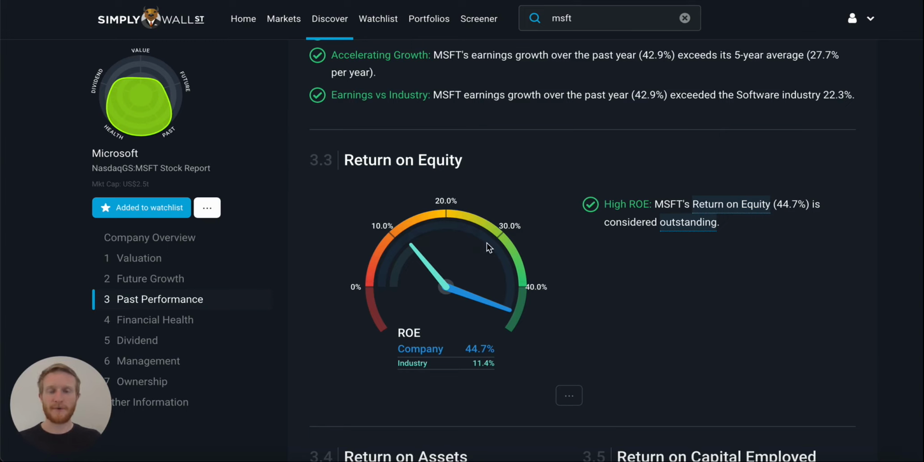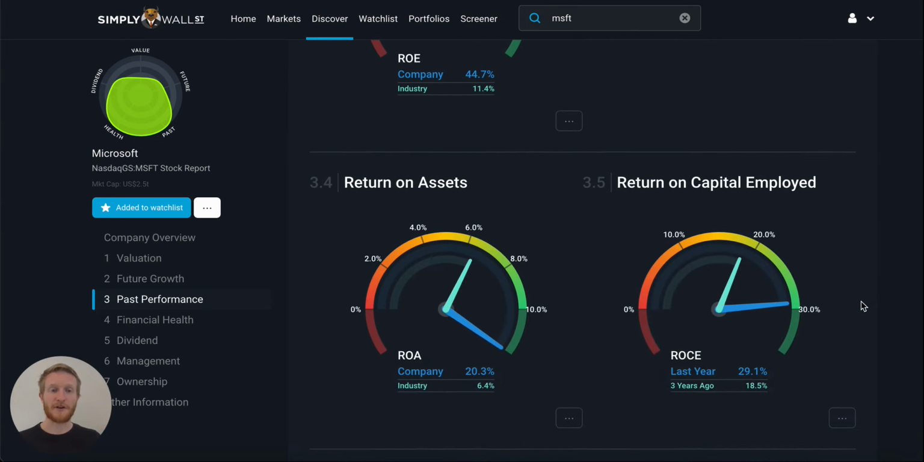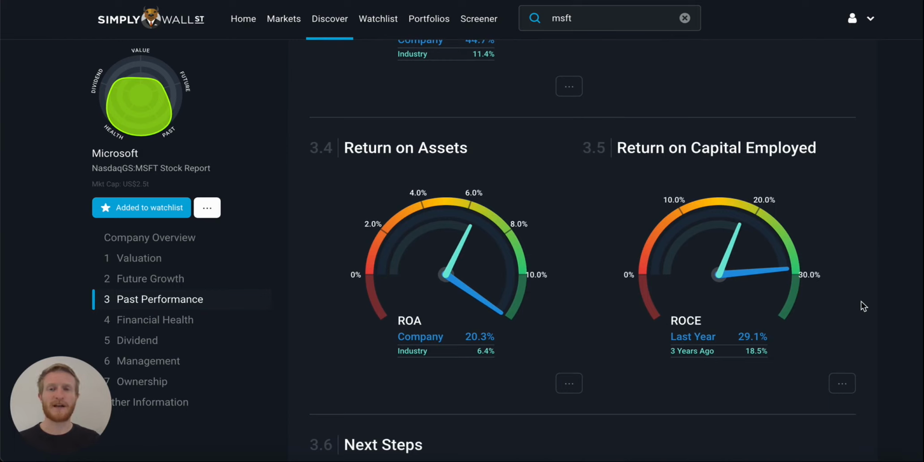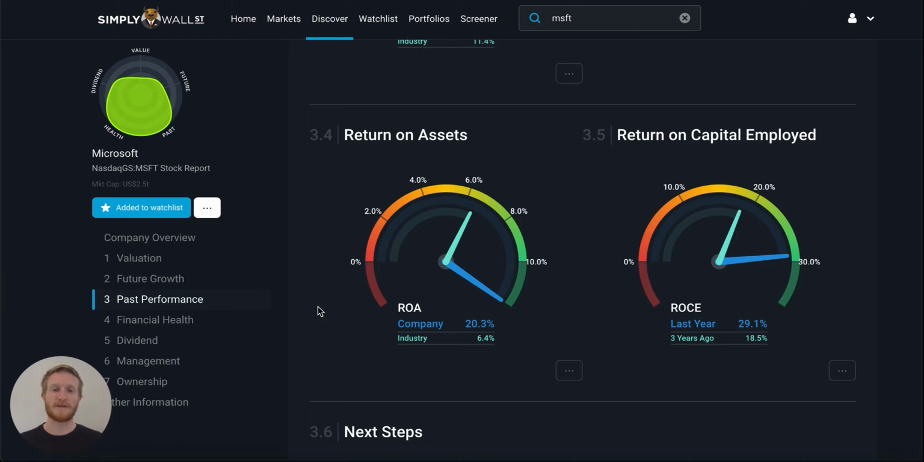So the reason why we look at that is just to show you how it performs on an absolute basis on the chart there, and then also how it performs on a comparative basis compared to those in the industry. And so the last part we have on the past performance check is basically what the company generates in terms of return on assets and its return on capital employed. So the return on assets basically shows you how much of a profit the company can generate from its asset base. And the reason we look at that is to show you if a company is asset intensive or not and how profitable its assets are.